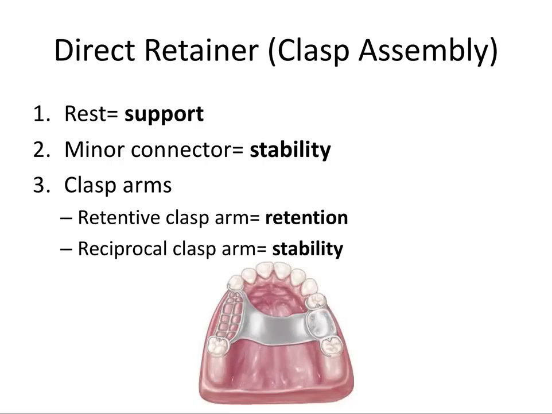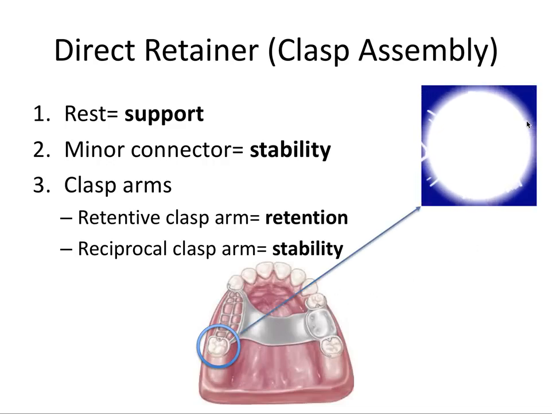So let's get started. So we talked about the indirect retainer in the last video, which is typically a rest that's located anterior and perpendicular to the axis of rotation, and this is the counterpart or the direct retainer. And so the direct retainer is sometimes also called the clasp assembly. And well, there's a lot on this slide. So I want to zoom in to the direct retainer first. And so an example of a direct retainer would be this.